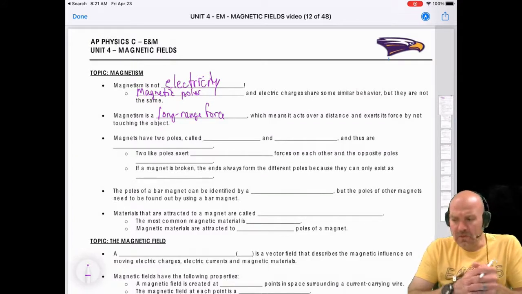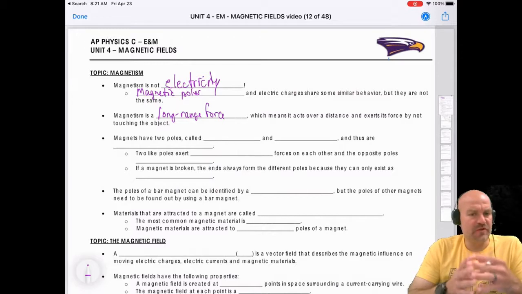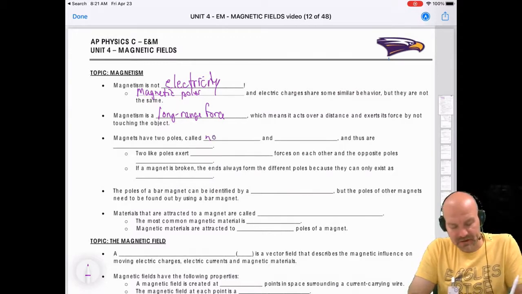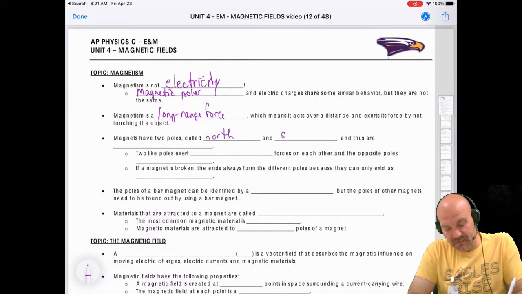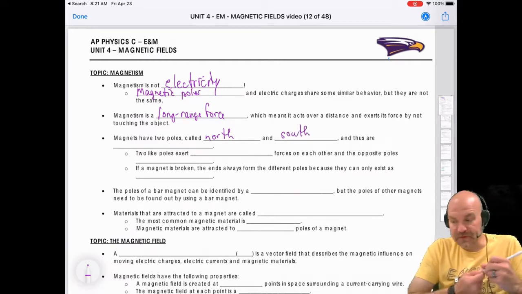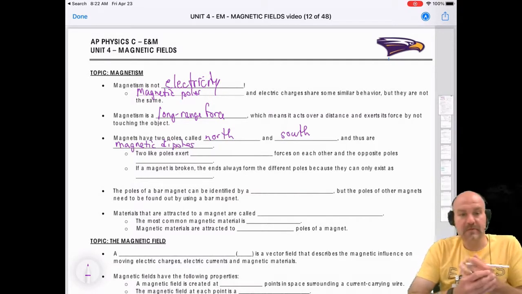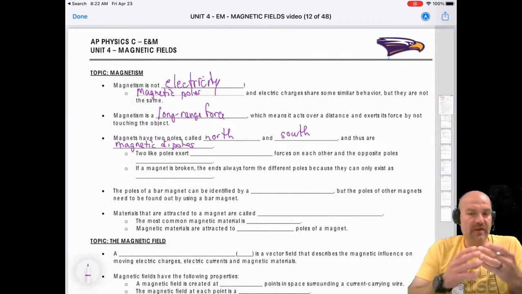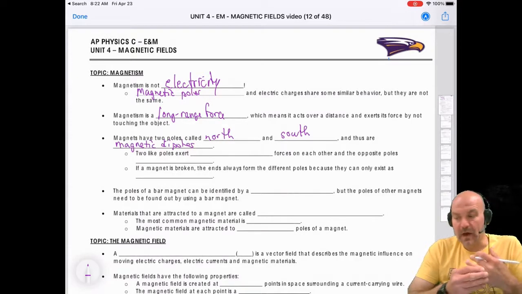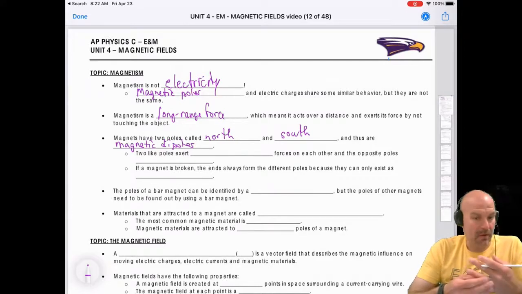Magnets will only exist with two poles, right? And go back to middle school and elementary school, we call them the north and the south, right? These are called magnetic dipoles, right? Because the prefix di means two. Okay, because they always exist with two poles. You can never have what is called a monopole.